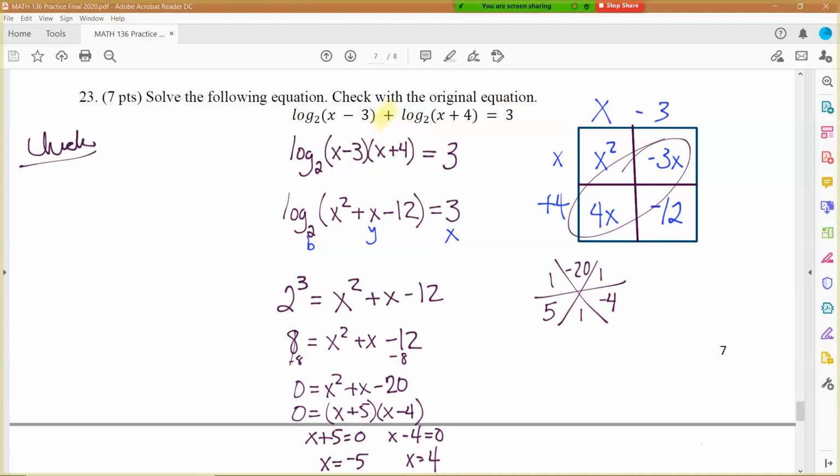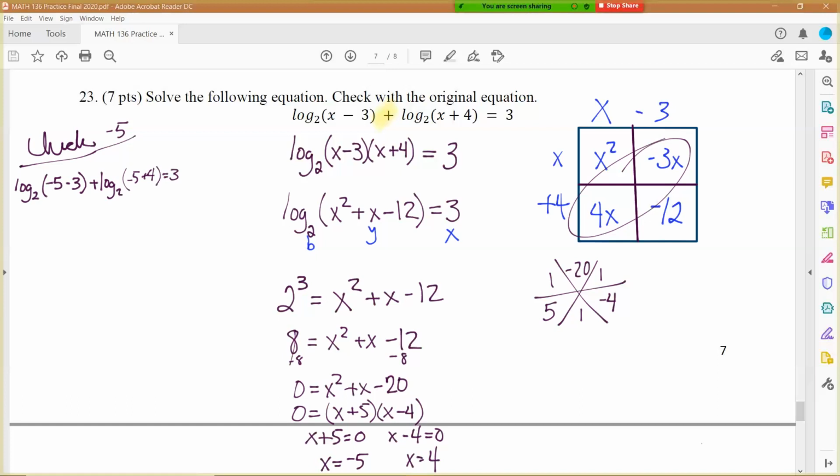So we're going to have to check both of these. Let's check negative 5 since that's the first one we found. If we check them, we're going all the way back to the original. So log base 2 of negative 5 minus 3 plus log base 2 of negative 5 plus 4 equals 3. So all the way back to the original to check them.